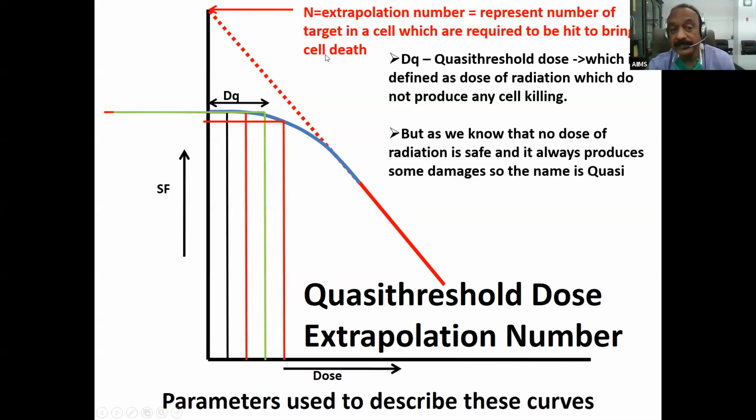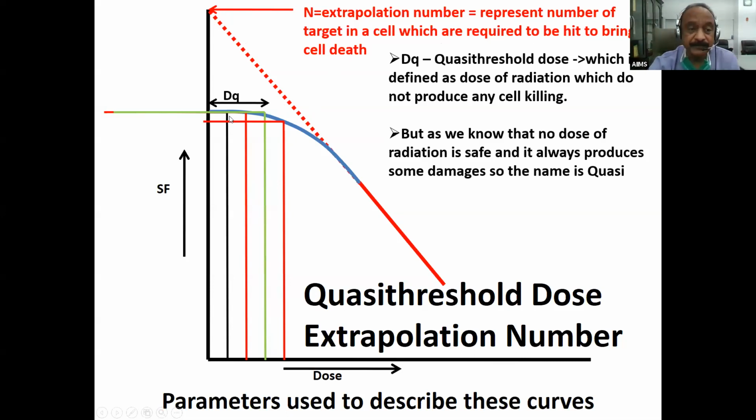So if you remember, this is a multi-target model, and I have already told you that there is more than one target. So what is the number of targets of that particular cell line? It can be obtained by extrapolating the terminal portion of the cell survival curve on the survival fraction axis. And now you will understand better why there seems to be no effect or no reduction in survival fraction at this dose.